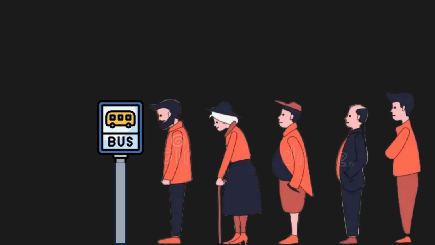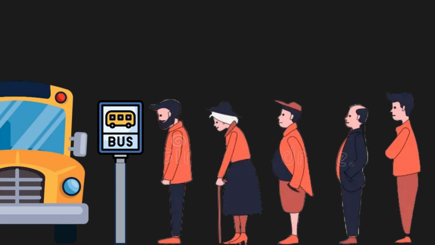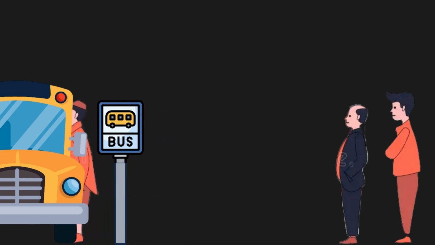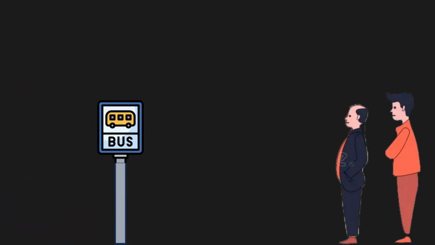Picture this, you're at a bus stop standing in line waiting for your turn to board. The first person to arrive is the first to get on the bus. This everyday scenario perfectly illustrates a fundamental concept in computer science known as a queue.